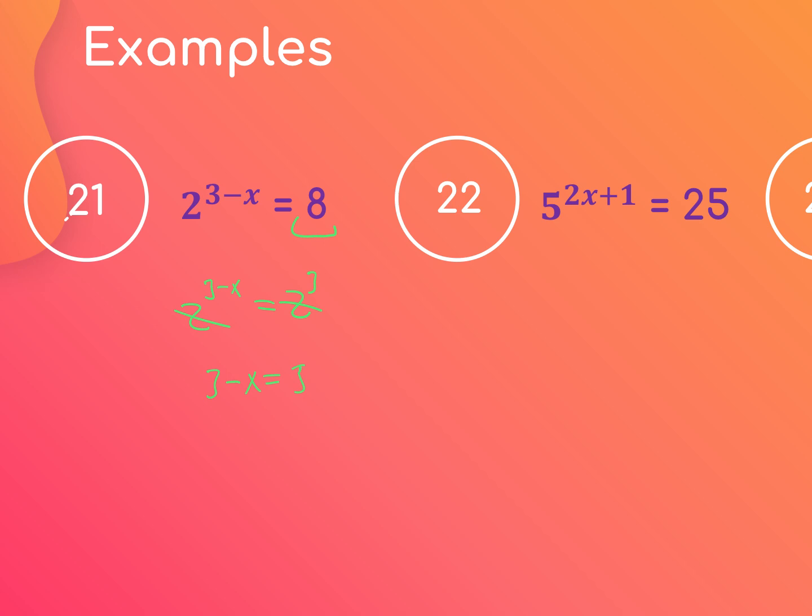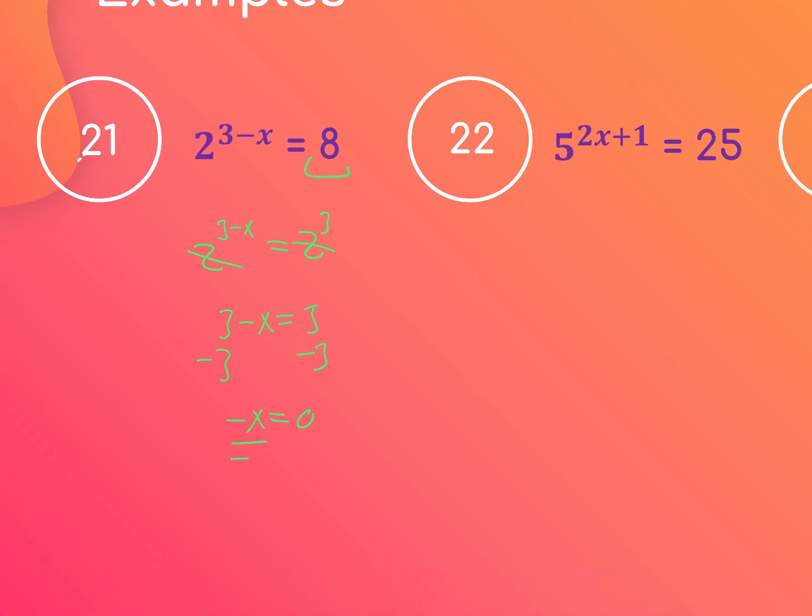All right, and then you can subtract 3 on both sides. We get negative x is 0, and then if you divide by negative 1, you get 0 divided by negative 1, which is still going to get you a 0, right? In any of these problems, if you are unsure of the answer that you get, you can always plug it back into the original equation and see what you get.